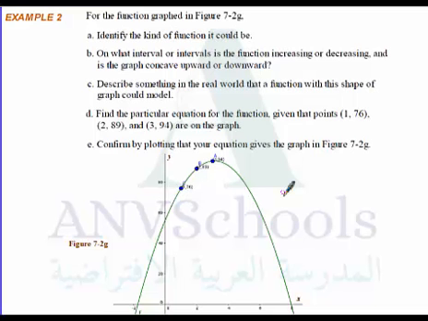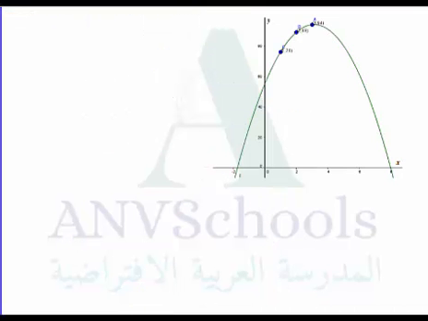Letter D, find the particular equation for the function given that points (1, 76), (2, 89), and (3, 94) are on the graph. Letter E, confirm by plotting that your equation gives the graph in figure 7-2G. So we would answer the first question.